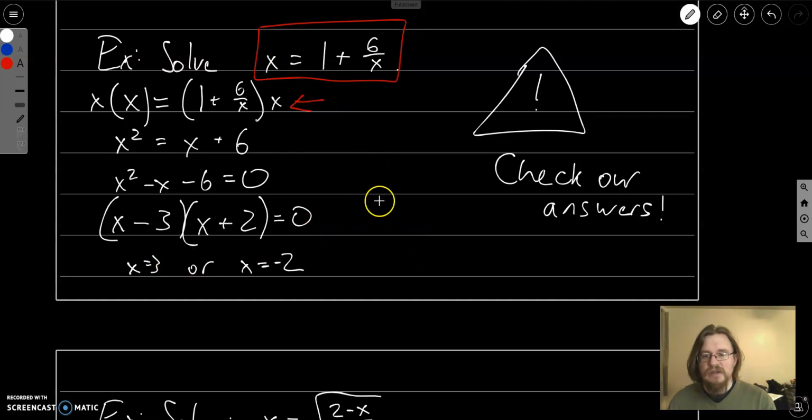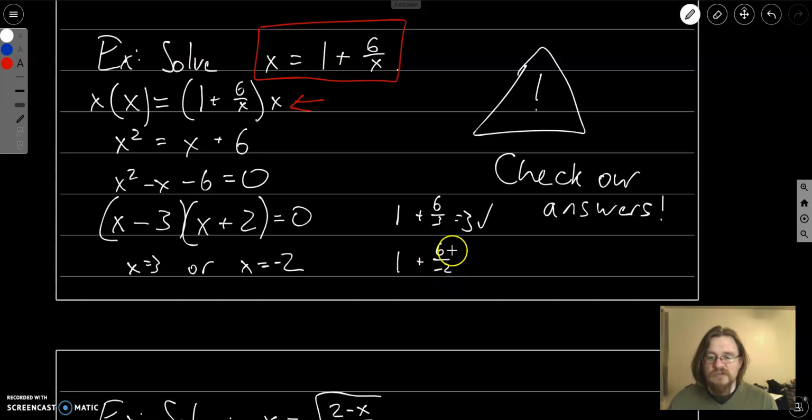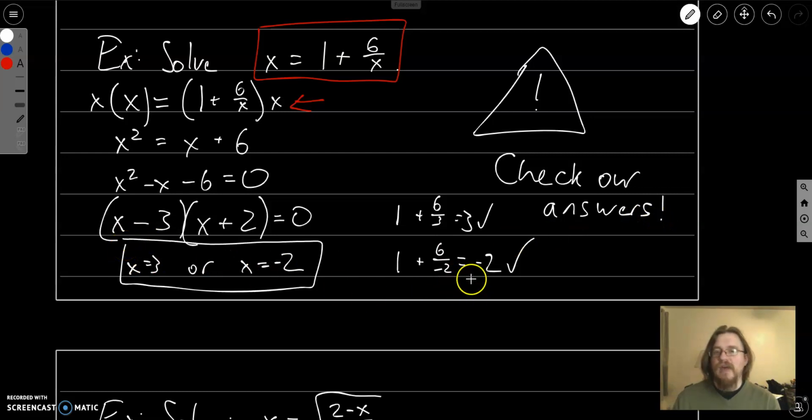So let's plug 3 into here. Plugging 3 into the left-hand side clearly gives 3. But if I take 1 plus 6 over 3, 6 over 3 is 2, plus 1, that does equal 3. Okay, good, so that one works. Let's try -2. If I take 1 plus 6 over negative 2, 6 divided by 2 is 3, so this is negative 3. 1 plus negative 3 is in fact negative 2. So both of these work. We got lucky, and both of our answers work.